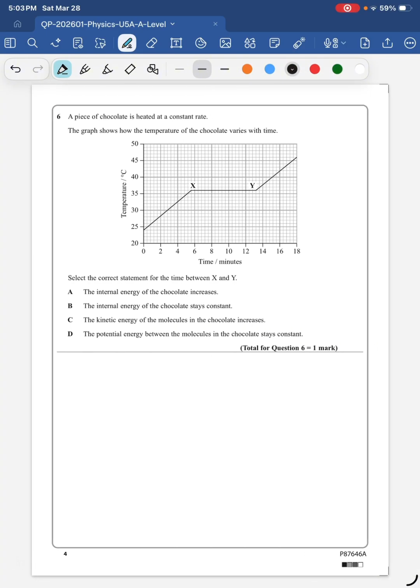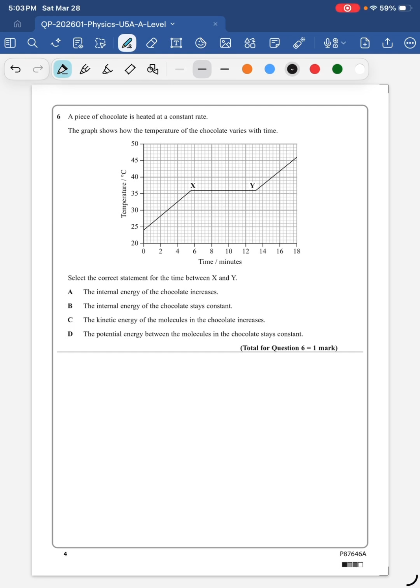6. A piece of chocolate is heated at a constant rate. The graph shows how the temperature of the chocolate varies with time. Select the correct statement for the time between x and y. Okay, another tricky question. Option A. The internal energy of the chocolate increases.